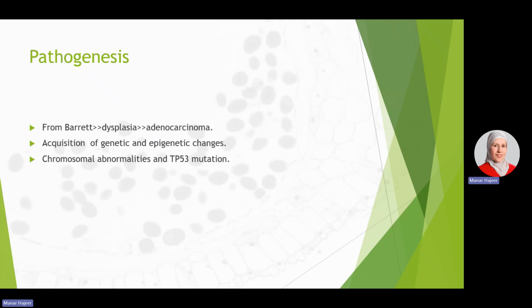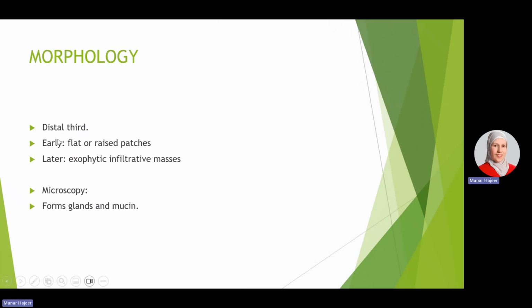But this process is a multi-step process where it is affected by many environmental factors. The morphology of these tumors: they occur in the distal third of the esophagus, which is the site for gastroesophageal reflux disease and reflux esophagitis. Early on, the lesion is just flat or raised patches, but later on it becomes more exophytic, forming a tumor and a mass projecting into the lumen of the esophagus and may cause obstruction of the lumen. And also it will infiltrate the wall of the esophagus upward and downward.